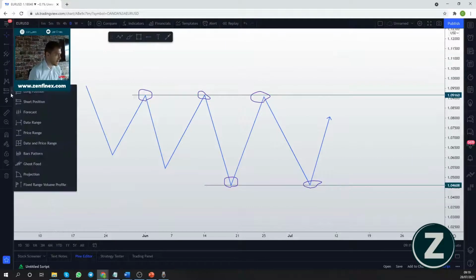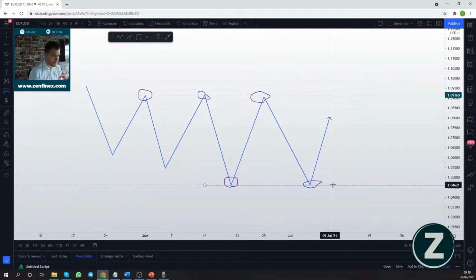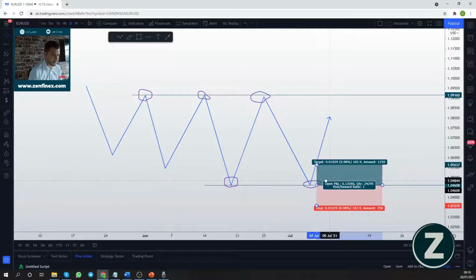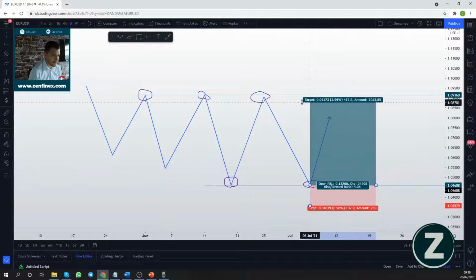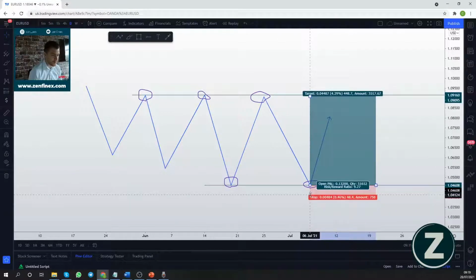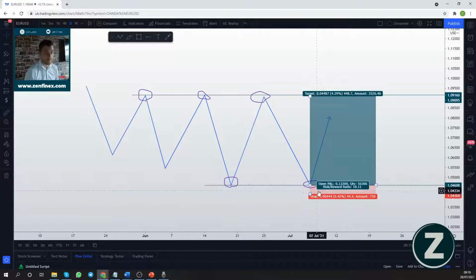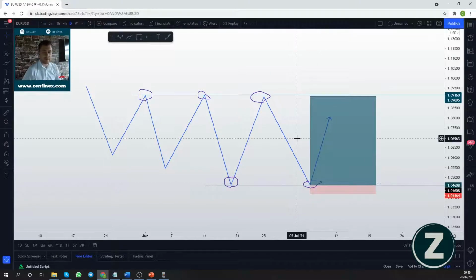And again, what traders might do, they might buy from this support level, this support line, targeting potentially the highs with a stop loss somewhere just below the lows that we have. So that's the basic theory for support and resistance. Let's have a look at the chart to try and find some examples.